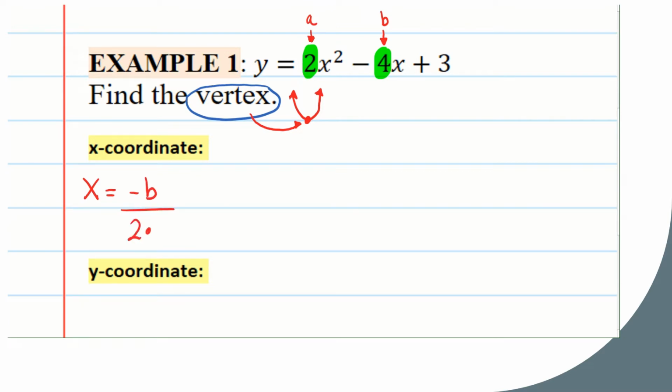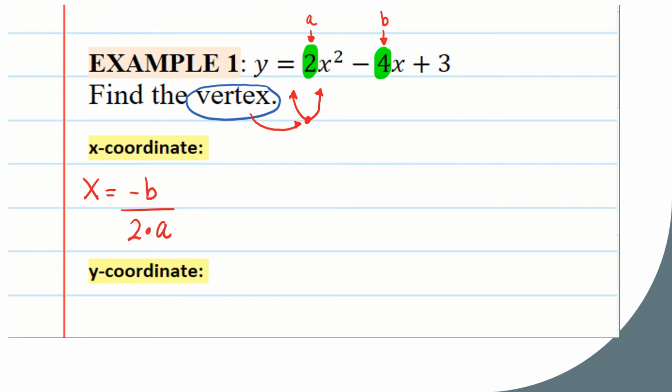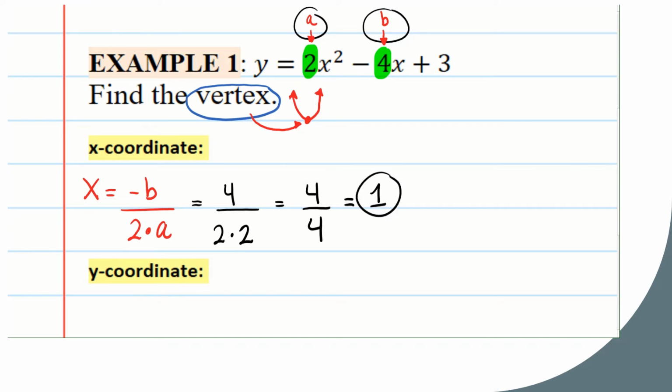So let's plug in our values in the formula. The formula is negative b over 2a. So our b is 4. Since it's negative 4, the opposite of it is positive 4. So the numerator will become positive 4. And the denominator will be 2 times 2 because a is 2. So we get 4 over 4 after we simplify, and we get 1 here. So the x-coordinate for the vertex will be positive 1. And that's already half of the work we need to do to find the vertex.